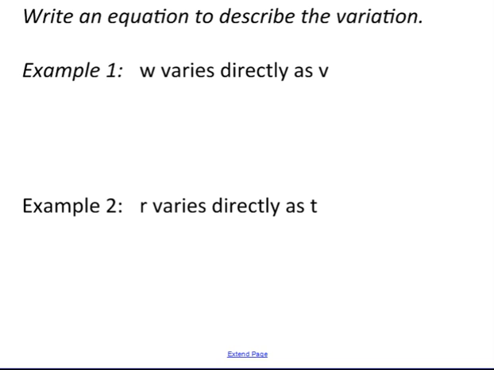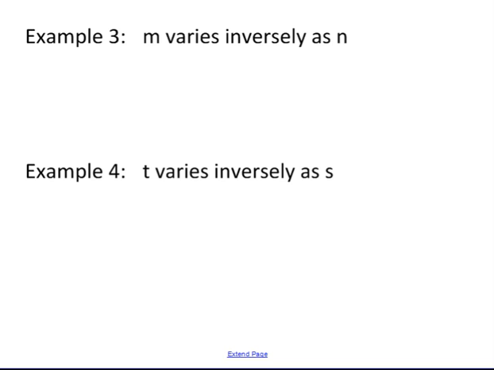Write an equation. W varies directly as v. I'm going to have you do example 2 on your own. Example 3, m varies inversely as n. M inversely, remember we got to divide, and every variation question always has a k. You have to have a k in every single inverse equation. So m equals k divided by n.